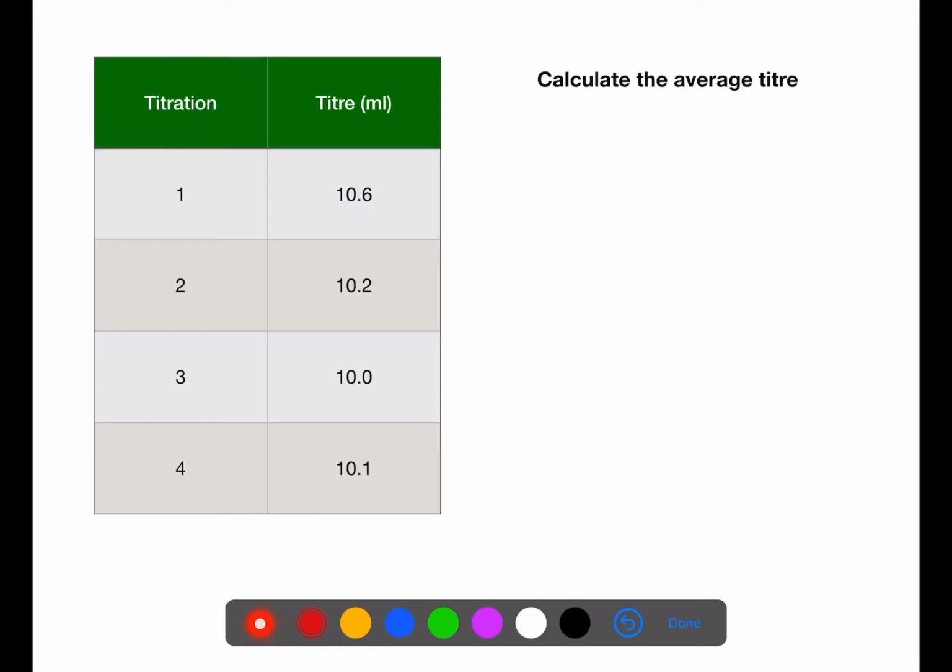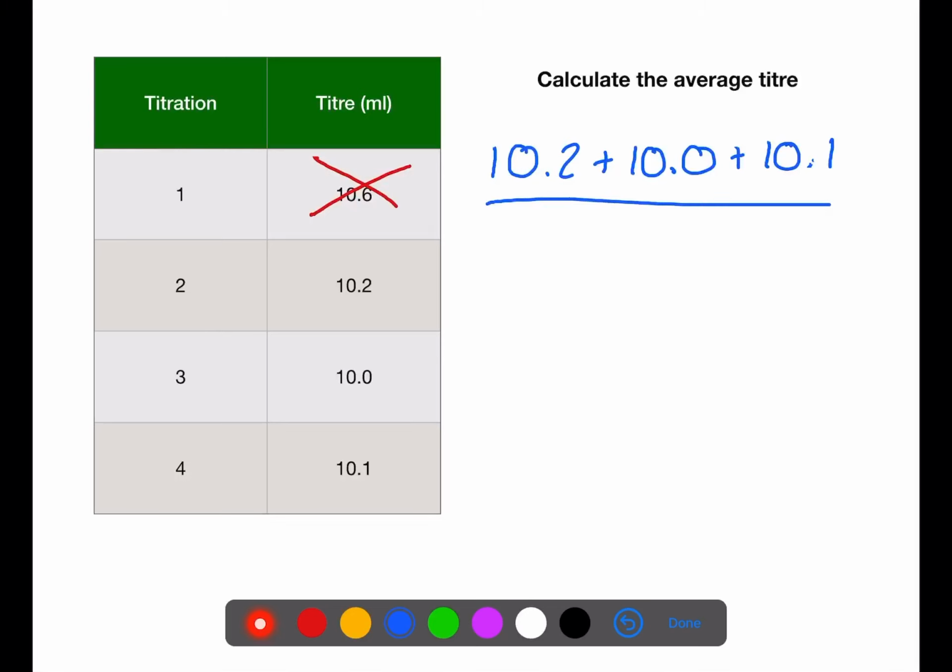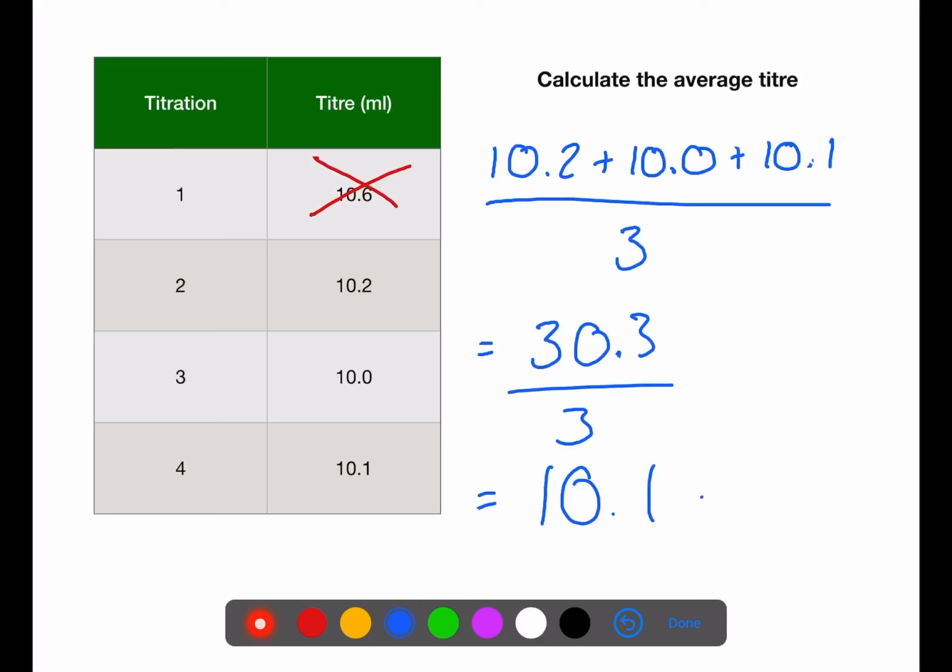So for this one, we're going to ignore the first titre, which would be regarded as a rough titre, and we're going to add together the 3 that are left. Now, even for Advanced Higher, these are within 0.1 of each other. So you have 10.2 and 10.1, 10.1 and 10. So we're going to add all 3 together and then divide by 3. So we have 30.3 divided by 3 to give us 10.1 millilitres as our average titre.